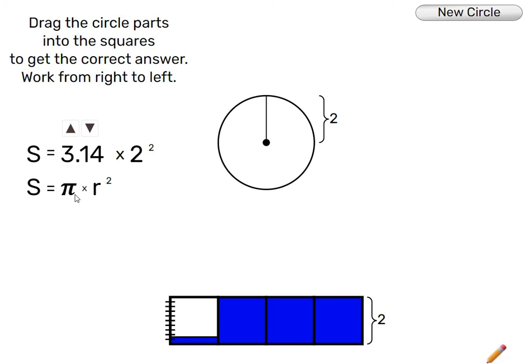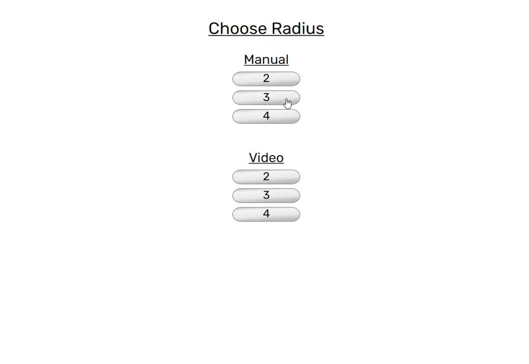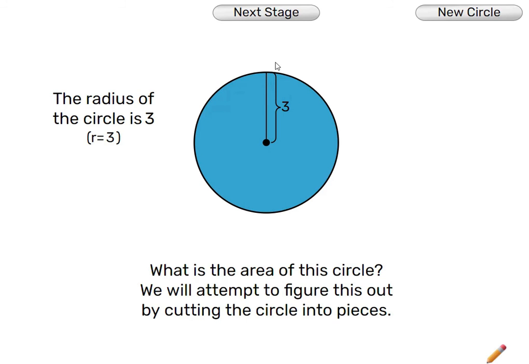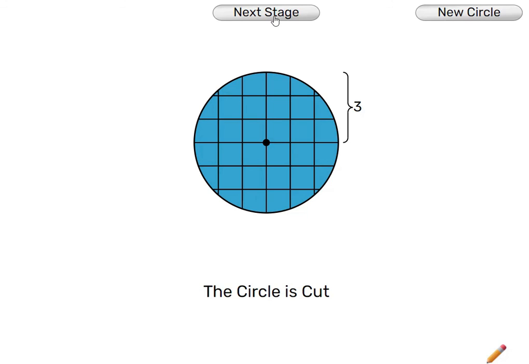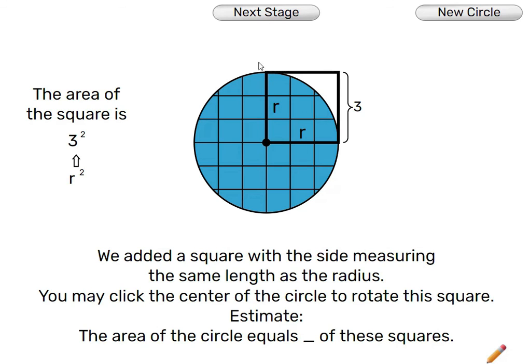Students may think that there's something special, though, about the radius of 2, so we could try another circle. So let's click New Circle. Let's click 3, and we have a circle with the radius of 3. We have the same stages. Next stage. The circle is cut. Go on to next stage, and we have the same r squared square and the same question.